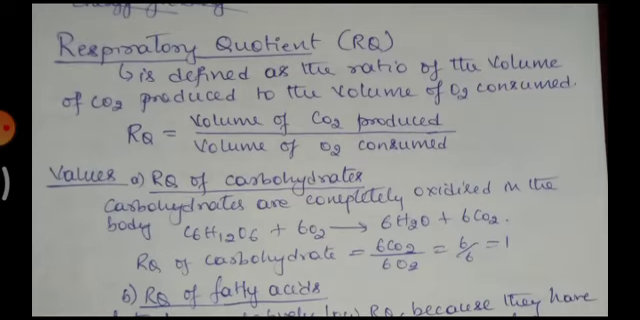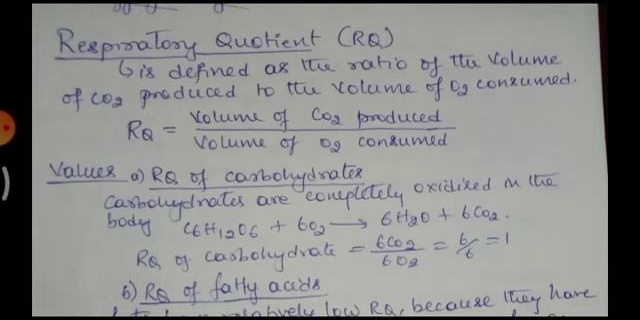Next is the respiratory quotient. The respiratory quotient is designated as RQ. It is defined as the ratio of the volume of carbon dioxide produced to the volume of oxygen consumed. You can see the equation: RQ is equal to volume of CO2 produced divided by volume of O2 consumed. If you put in the oxygen and carbon dioxide values, you will get the RQ values.